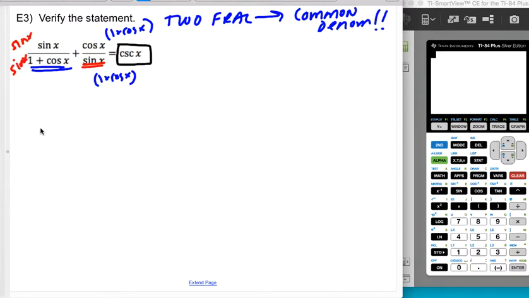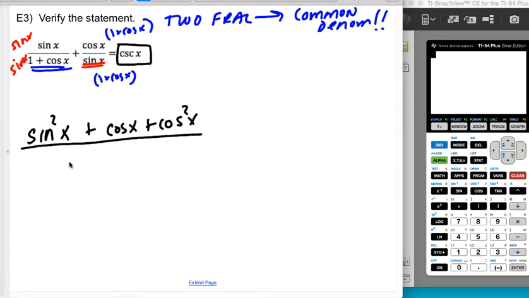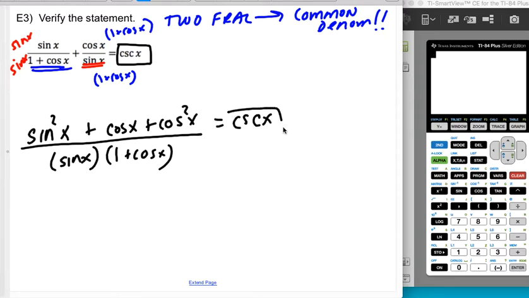And what seems to happen is I get that this is a sine squared x plus, this will be a cosine x plus cosine squared x, right? All over a sine times a 1 plus cosine. I'm trying to show that that equals a cosecant, right? That's my job, is to show it equals a cosecant.